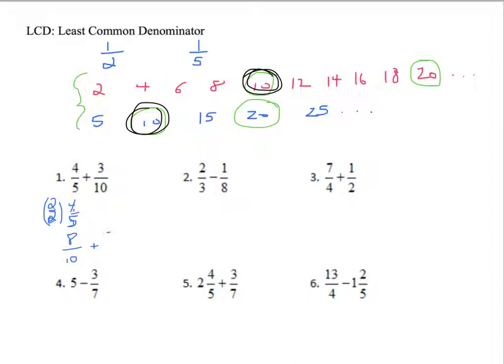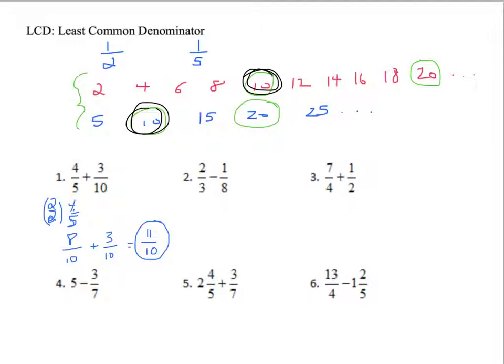8/10 plus 3/10. And then remember the rules of adding or subtracting fractions. I only add or subtract the numerators. 8 plus 3 is 11. And then the denominator, I leave alone. 10. 11/10 is my final answer.